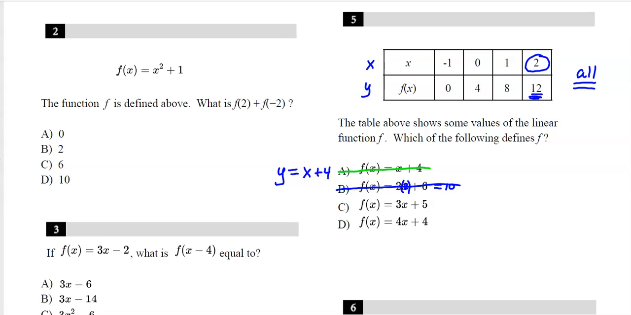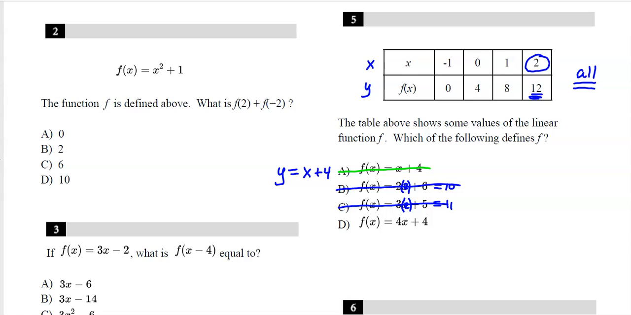So that doesn't work. If I put 2 in here, 3 times 2 is 6. 6 plus 5 is 11. So that didn't work. Hopefully this one does. 4 times 2 is 8. 8 plus 4 is 12. That one works.